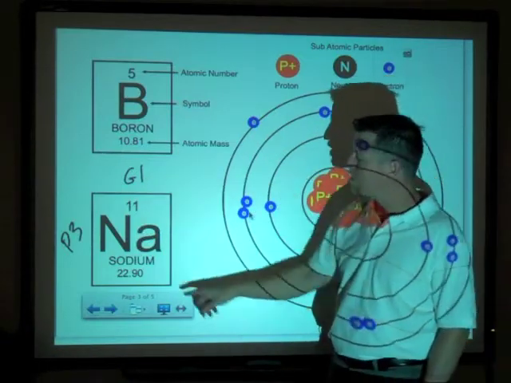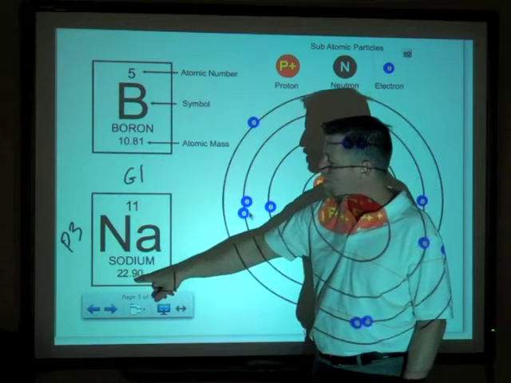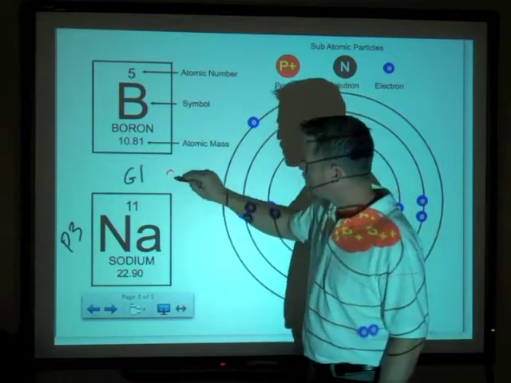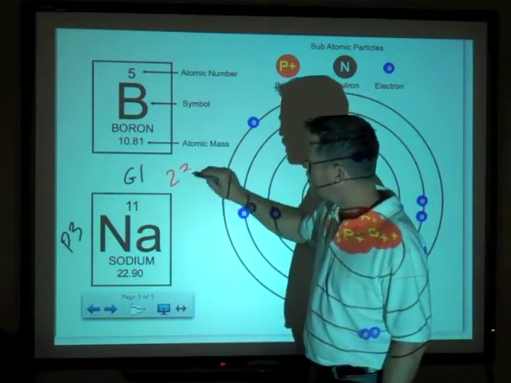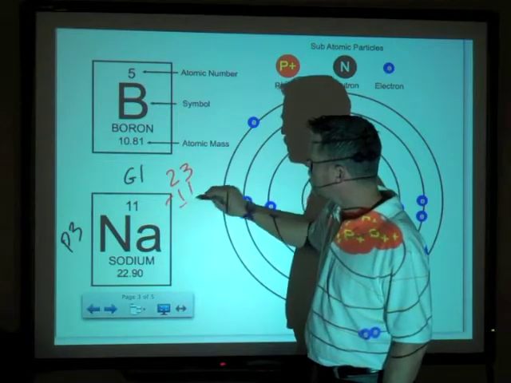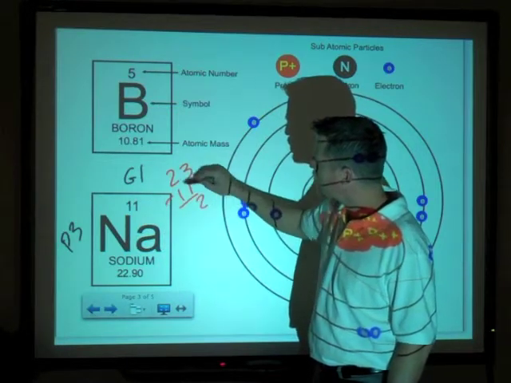Okay? We also have to account for the neutrons though. So we have 22.9. So 22.9 rounds to 23, minus 11.